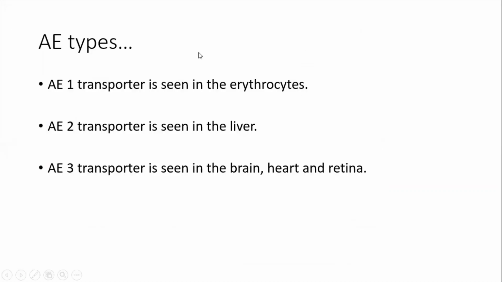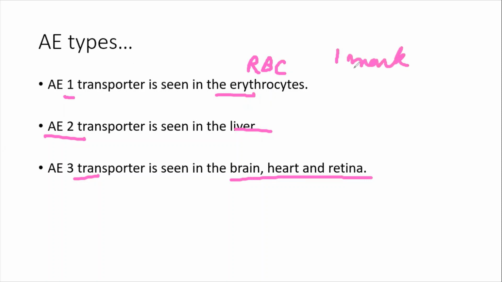So there are different types. The first type is anion exchanger 1 in the case of RBC. 2 in the case of liver, and then 3 in the case of brain, heart and retina. Please remember, this comes for your 1 mark questions. So again, I'll repeat. Type 1 comes in the case of RBC, 2 in the case of liver, and 3 in the case of brain, heart and retina. Okay, this is simple. Just go through it once more and you will remember it.